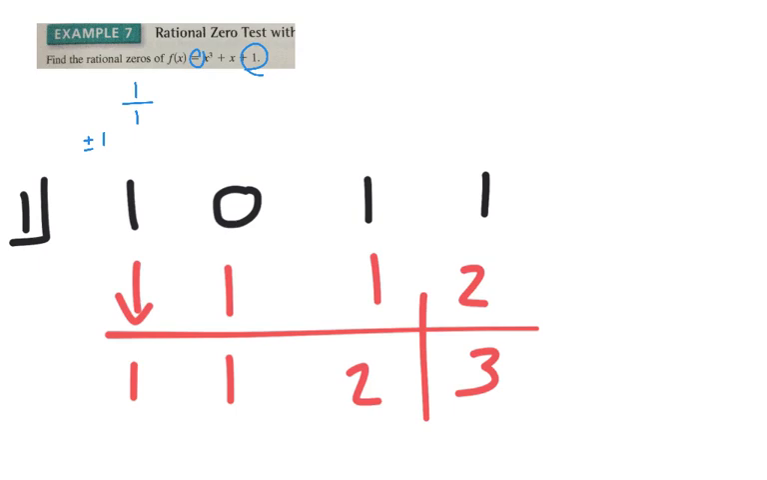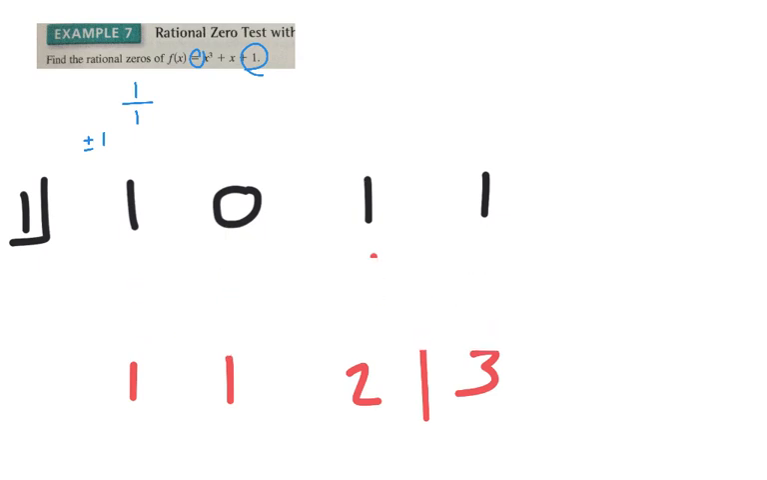So is 1 a rational zero? No, it is not, because I got a remainder of 3. That means 1 did not work. So I'm going to erase and try again. The only other thing I have to try is negative 1.